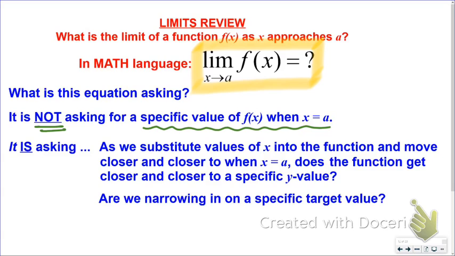When x is 2.9, 2.99, 2.999, x is infinitely close to 3. Or on the other side, 3.01, 3.001, 3.0001. So you'd be asking, is y approaching a particular target value as x gets closer to a, or 3 in my example?